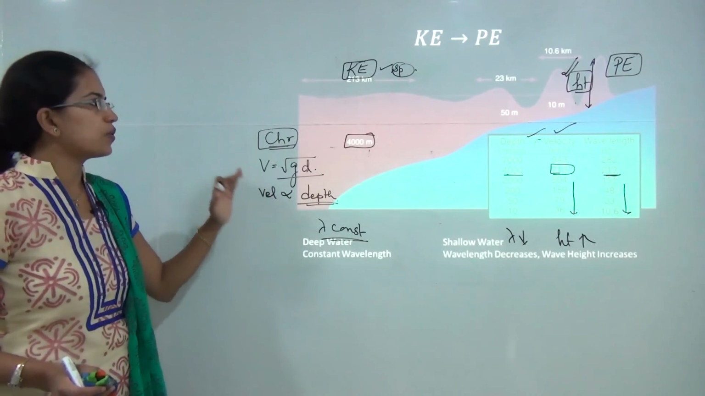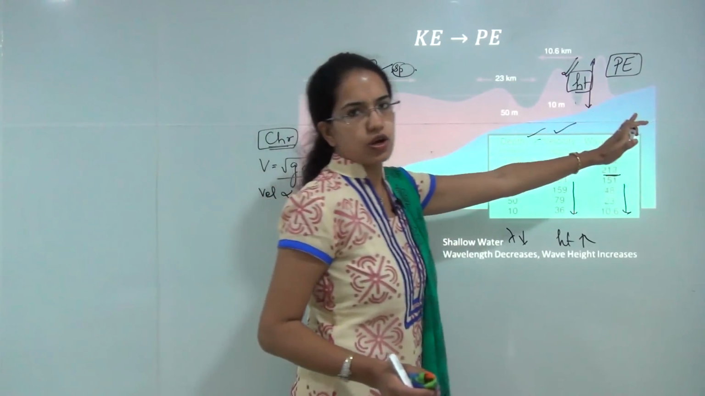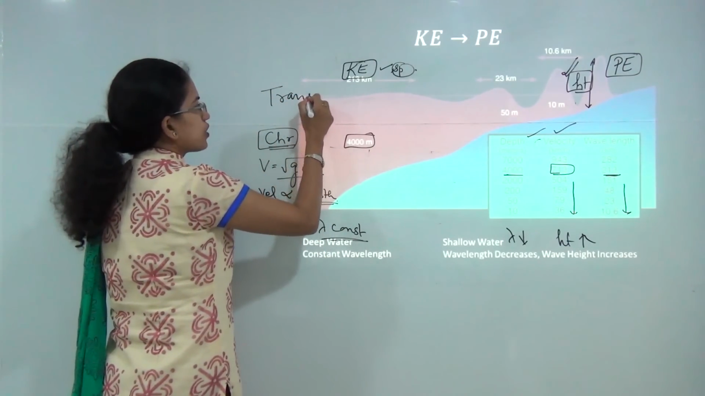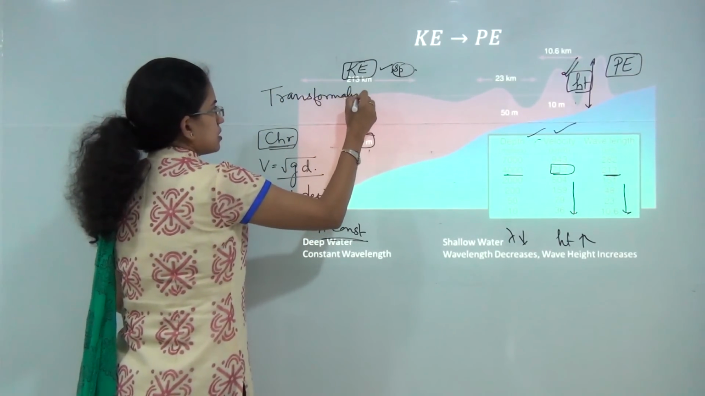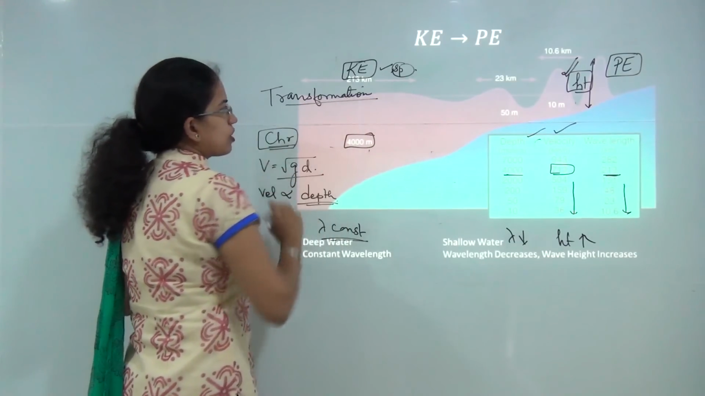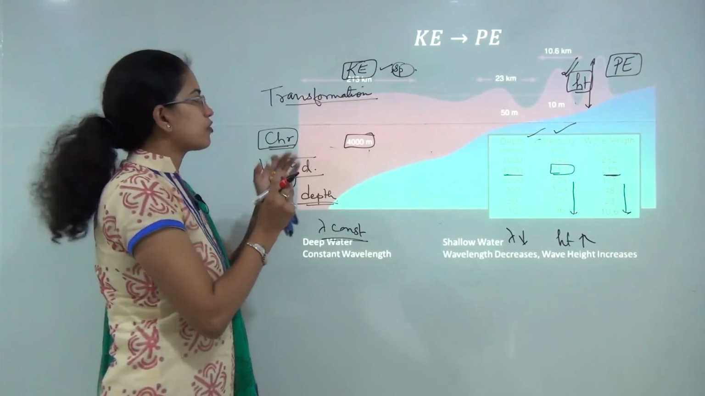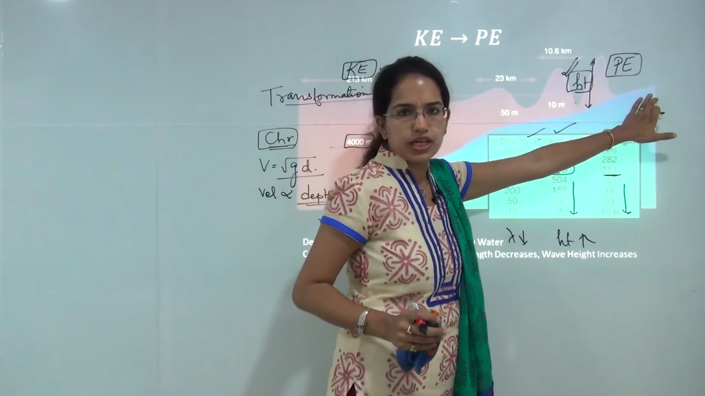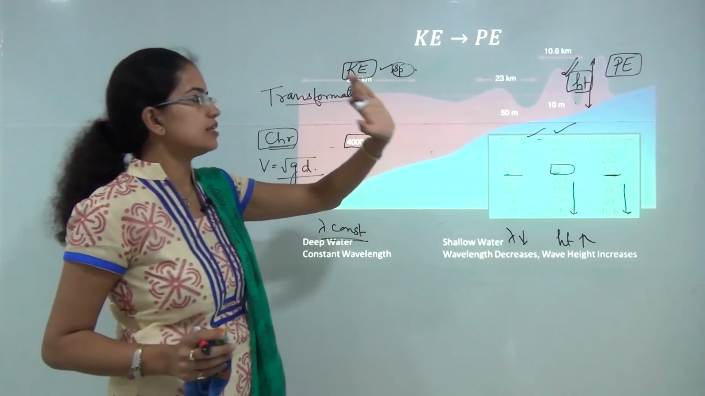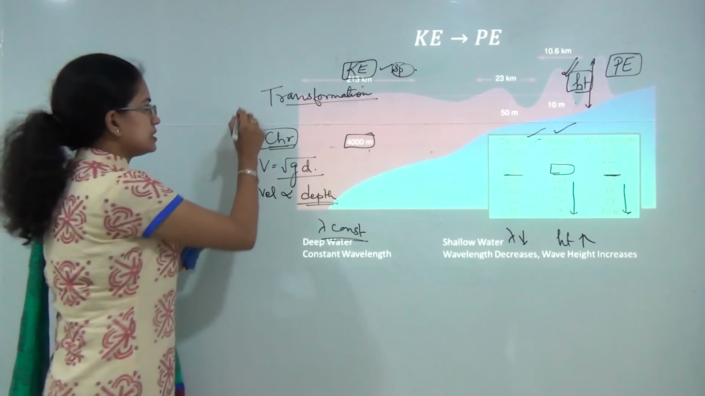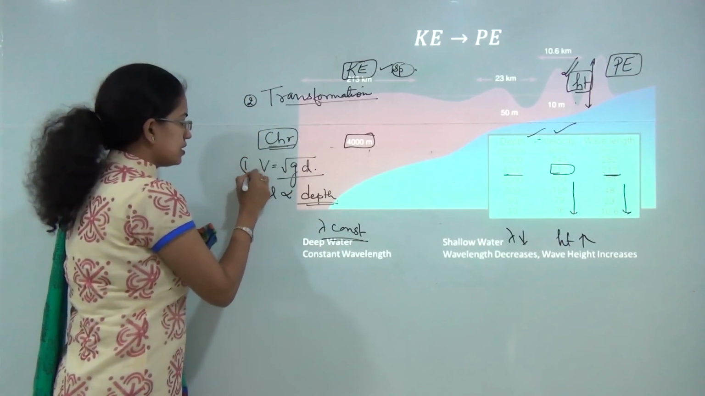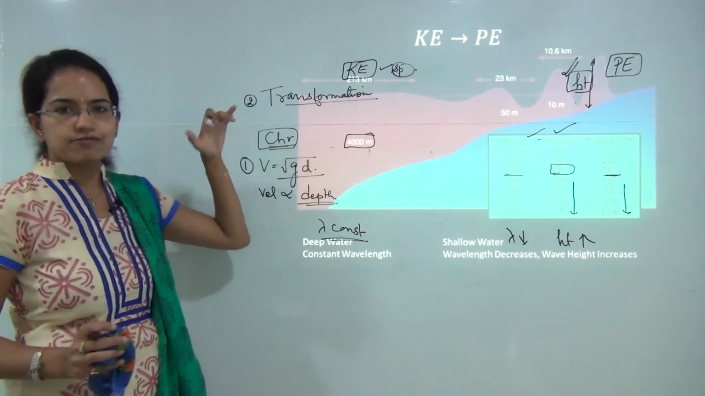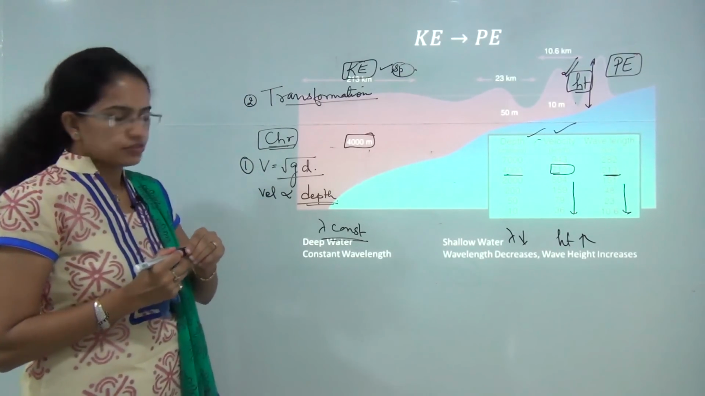The second thing to note here is total energy remains constant. However, the only thing that's happening here is transformation of energy. So energy can neither be created nor be destroyed. It can just be transformed from one form to another. So kinetic energy is being transformed into potential energy as it reaches towards the coastline. That's the second phenomenon we need to understand. So first, we have talked about the concept of velocity. Secondly, we have talked about the concept of transformation.